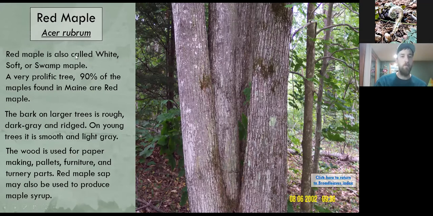It does have several colloquial names like most trees do. So its Latin name is Acer rubrum. So I like to call it that, red maple, but also white maple or soft maple or swamp maple are all common terms for that same tree.